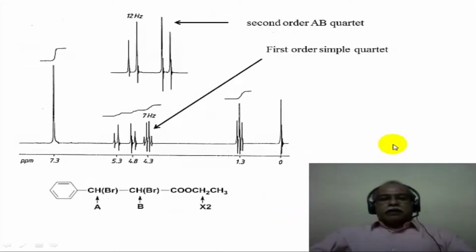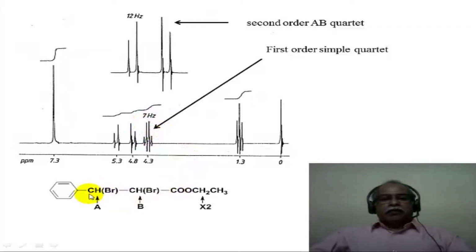Now here is an example of a first order quartet as well as an AB quartet appearing in the spectrum. Consider this dibromoester. The CH2 group in the ester functional group is a true first order quartet, and that has the intensity ratio of 1:3:3:1, which is represented by this arrow showing the first order quartet here. Between the adjacent lines, if you measure the coupling constant, it would correspond to 7 Hz. Irrespective of which 2 adjacent lines you take and measure, it will always be 7 Hz.